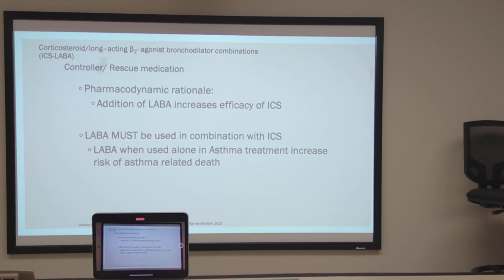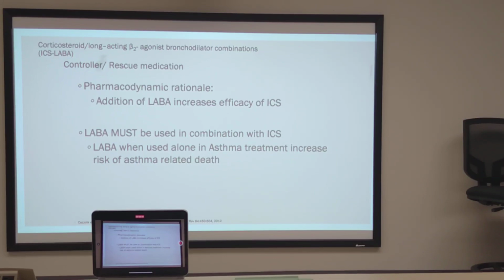So the next one here is our long-acting beta agonist. Usually when it comes to asthma management, long-acting beta agonists are never used alone. They're always used in combination with an inhaled corticosteroid. This increases the efficacy of the inhaled corticosteroids, and by adding this, you're able to get the benefit of relaxing your bronchoconstricted muscles, and also the benefit of a reduction in inflammation. So that's why those are pretty good to be used in combination.